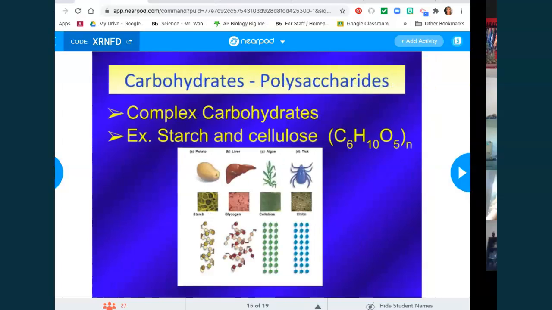Then we have a polysaccharide. Poly is many, many sugars. We usually call them complex carbs. And we're most familiar with our starches because it's a big part of our diet if we're eating potato or noodles, pasta. But another important polysaccharide is cellulose. Cellulose is found in the cell walls of plants.